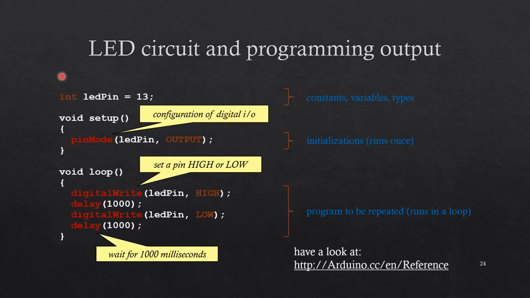First, we have the global area where you would define your constants, your variables, and your types. Then you would have the function or the initialization part. This method is being run only once, so all of the code inside those two curly braces would be run once when you start up your Arduino. And lastly, you would have this function. This loop is being repeated as long as your Arduino has power.